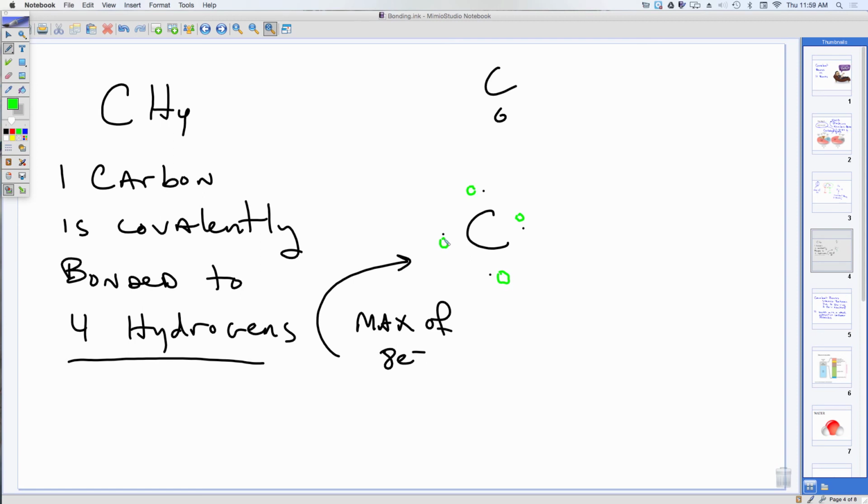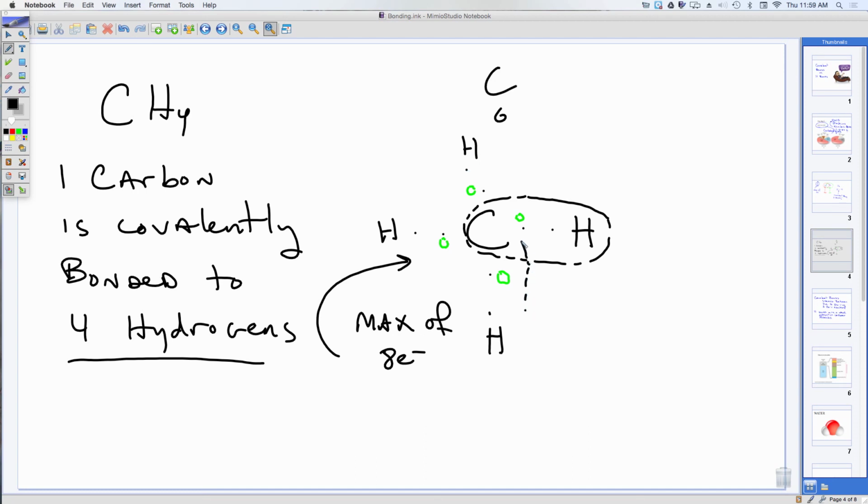Each of those vacancies is a potential for forming a covalent bond with another element that has an electron to share. And in this case, we're going to use hydrogen again, which has 1 electron on its outer orbital. That outer orbital holds a maximum of 2. So the end result is the carbon will share its electron with hydrogen, and hydrogen will share its electron with carbon, and we'll repeat that for the other 3 spots.